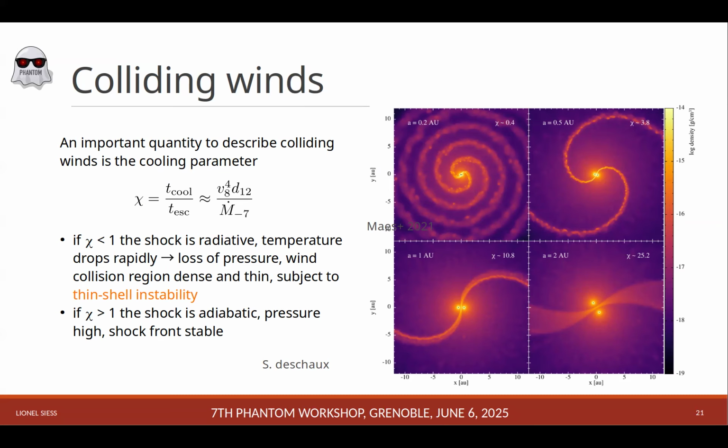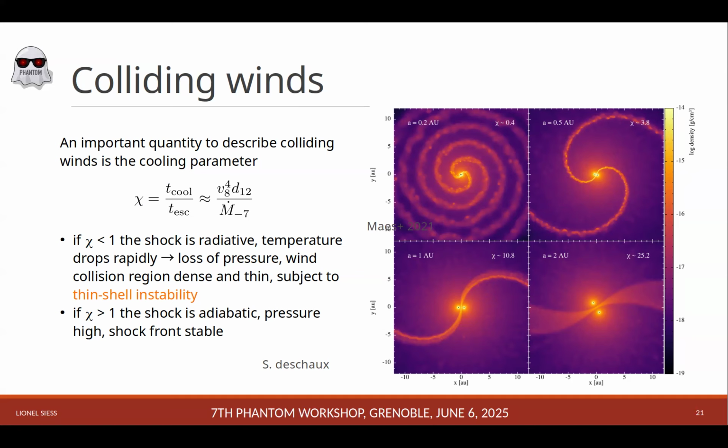that describes the shape of those colliding winds, the so-called cooling parameter, psi, which is T cool over the escape time scale. Basically, what it says is that if psi is larger than 1, you have an adiabatic shock. So the pressure between the two colliding shocks is very high and is thermal, and that leads to a stable front. This is what you can see here. It's a thicker shock. It's supported by thermal pressure.